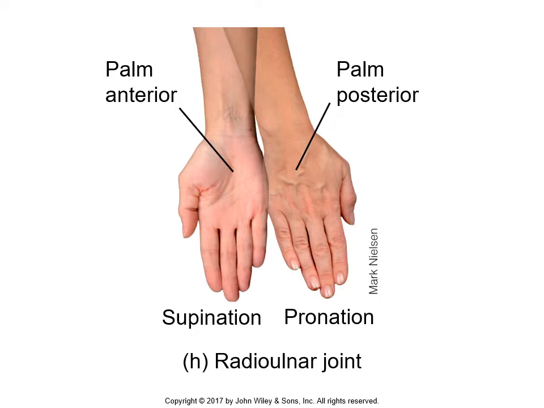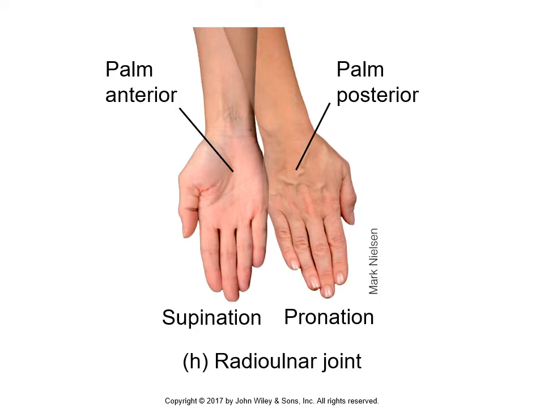Now you can see the radioulnar joint. That's the actual joint which allows this movement to occur. Imagine taking two sticks, or you can even just take your left arm and your right arm. Take your elbows and tuck them into your side with your hands and forearms directed out in front of you. But again, your elbows are tucked into your side.